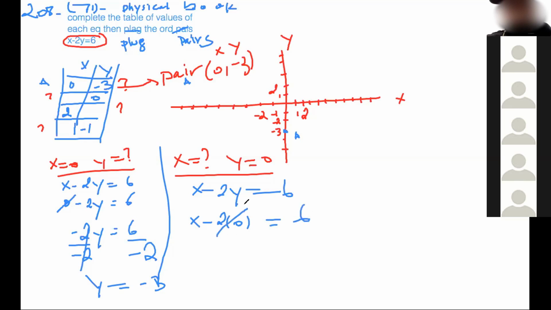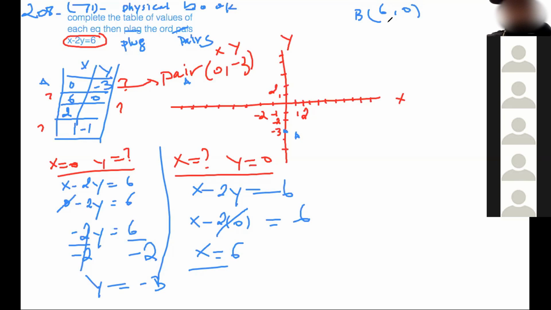2 times 0 is 0. We have x equals positive 6. Okay, that goes here. So that's another pair, (6, 0). We need to put that in the graph. So where do we put it? Let's call it B. B is (6, 0).